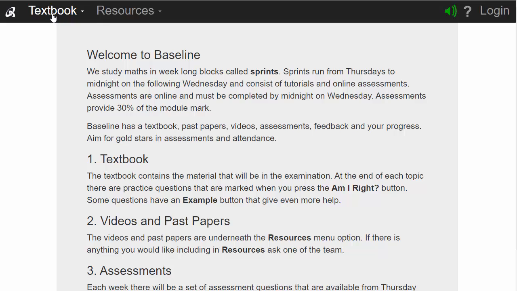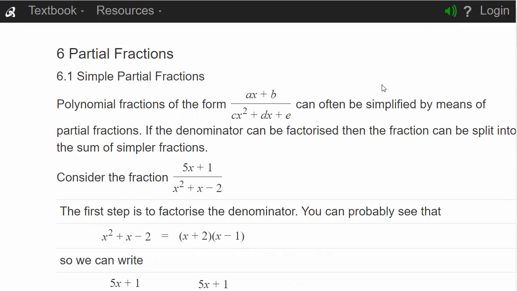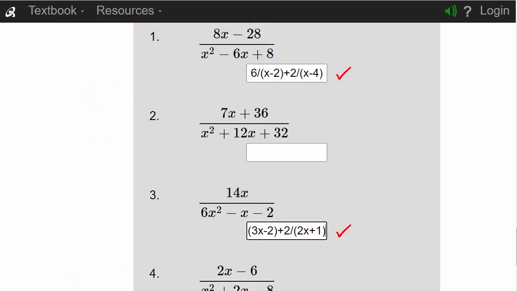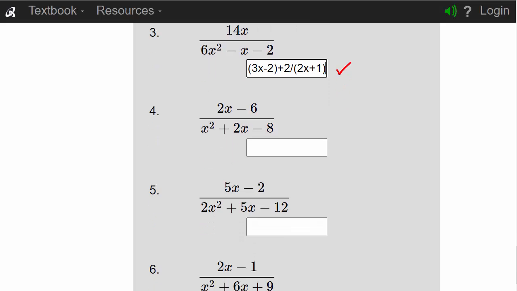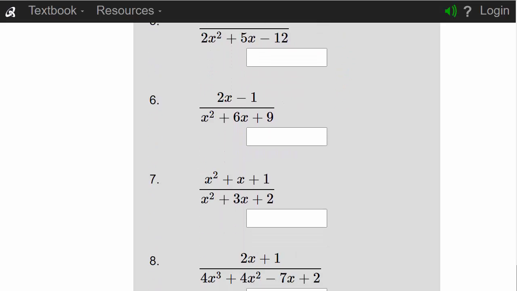This video looks at the examples in the textbook on partial fractions. Question 4 looks fairly straightforward. Question 5 looks fairly straightforward. Question 6. Question 7. Let's have a look at question 7, shall we?